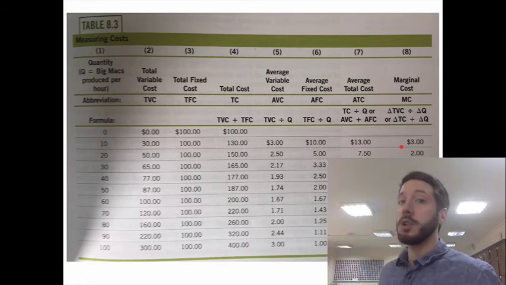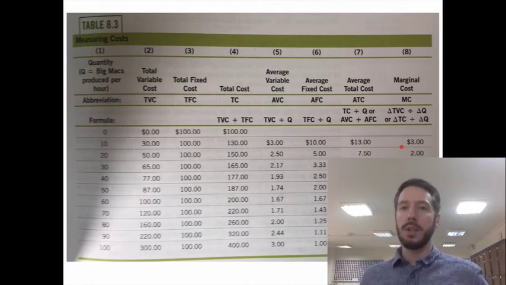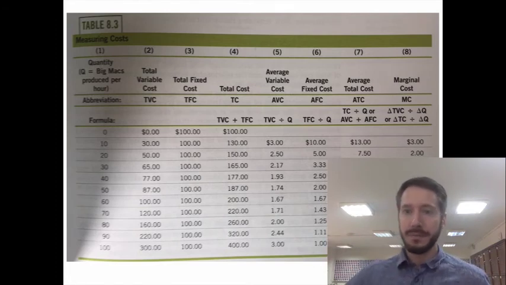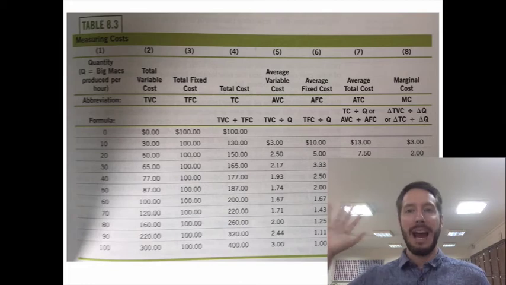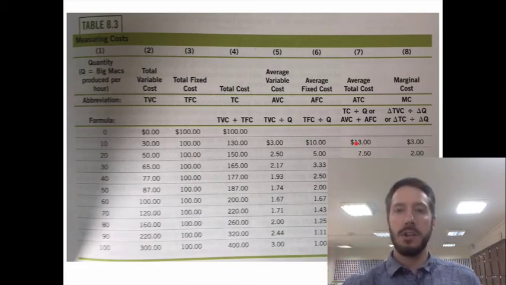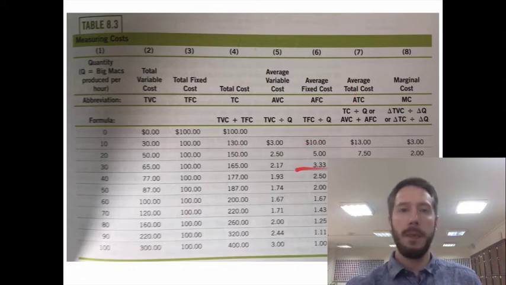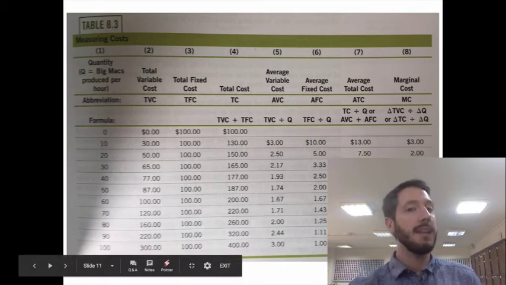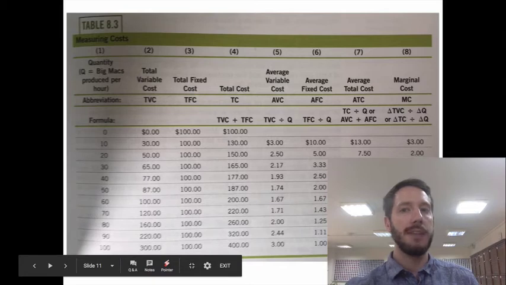Now, as a business, you're trying to think, how much do I want to produce? And the goal is you do it until your costs go up. So if you notice, costs are going down. My average total cost is going down as I make 10, 20, 30, 40, 50, 60, 70. And then if I make 80 Big Macs, my average total costs are going up. Okay, now I need to stop.